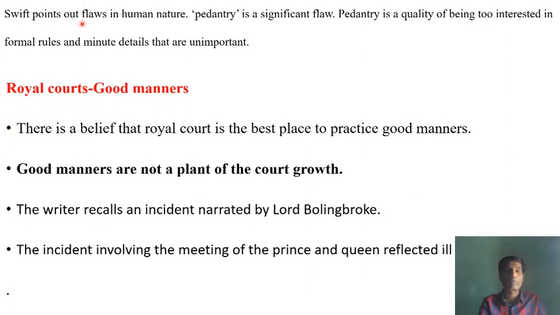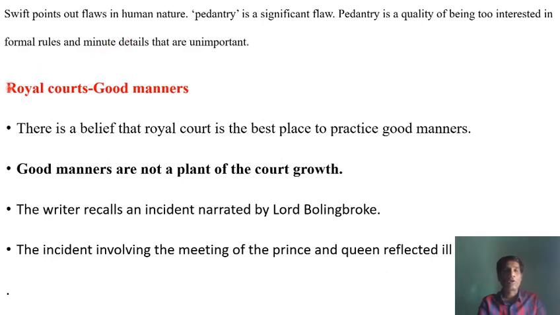Swift points out flaws in human nature. Pedantry is a significant flaw. Pedantry is the quality of being too interested in formal rules and minute details that are unimportant. Some people give importance to rules, and they also focus on minute details which are not at all important. It is also a flaw that Swift finds in our human nature.